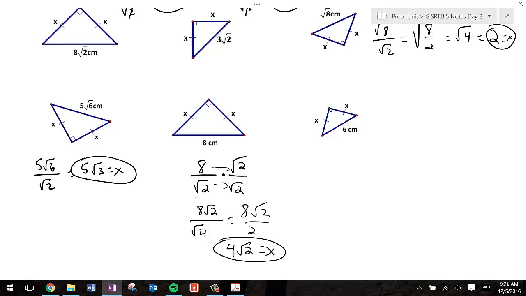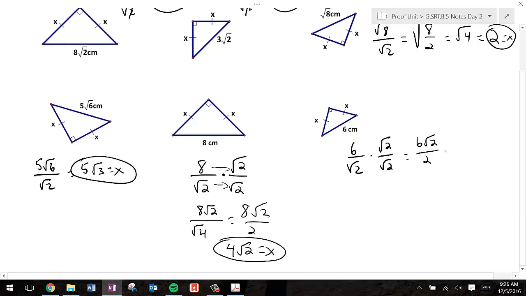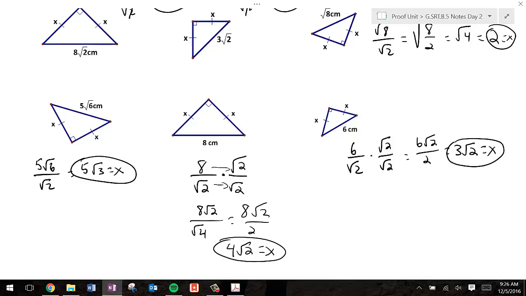So if we take a look at number 6 here, the last one, 6 divided by square root of 2, we're going to once again rationalize. Multiply top and bottom by square root of 2. And I end up with 6 square root 2 over 2, which gives me 3 square root 2, which is what x's value is going to be there. Okay, so this rationalizing the denominator trick is a really useful one to have. And I hope you guys find it helpful as you move through.